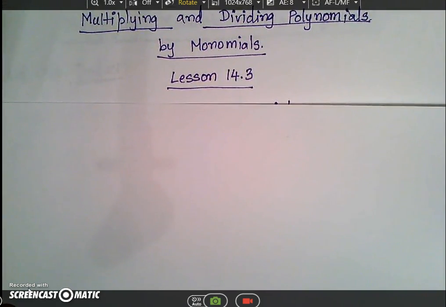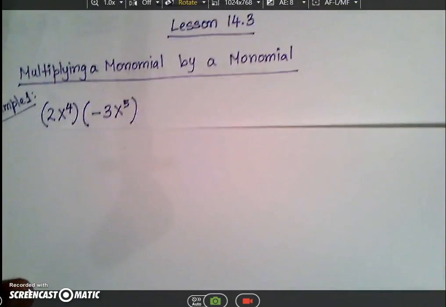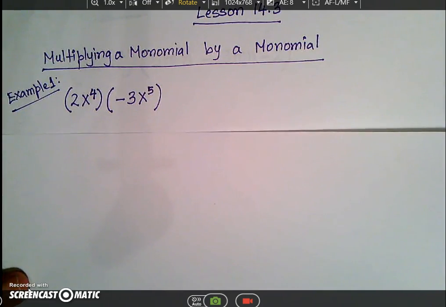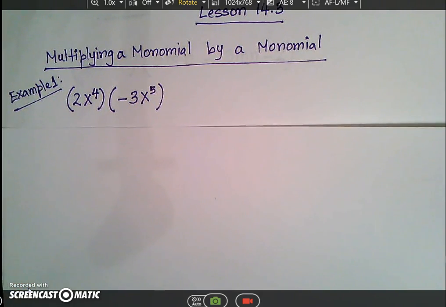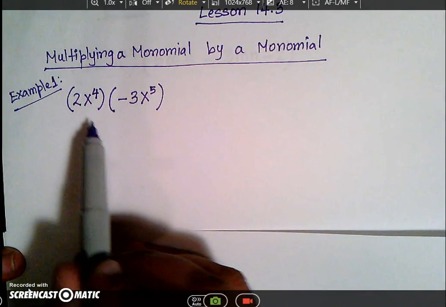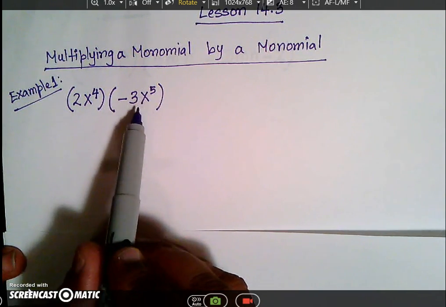Before we get into multiplying them by polynomials, we are going to learn about multiplying a monomial by a monomial, because we know that a polynomial is a collection of monomials. So if we know how to multiply a monomial and a monomial, we'll be able to multiply a monomial and a polynomial. So the first example I have here is a monomial 2x to the power of 4 multiplied by negative 3x to the power of 5.